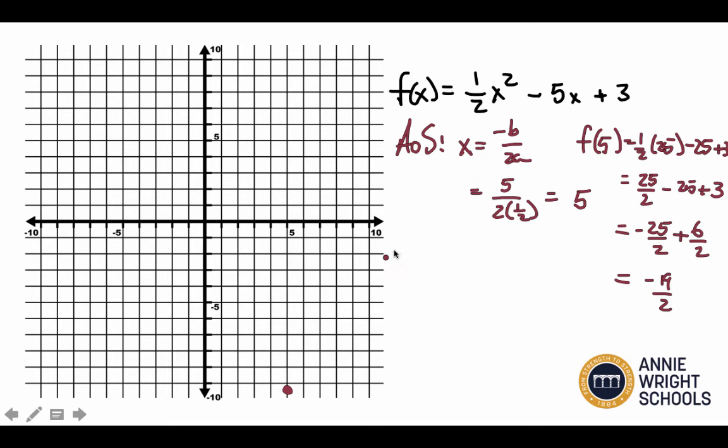Good. Now from that vertex, 5 comma negative 19 halves, I could go over 1 and up 1/2. Back 1 and up 1/2. I could go over 2 and up 2, because 4 times 1/2 is 2. So 1, 2, that would put me right there. And those aren't great points. These are nice points. Vertex not so nice.